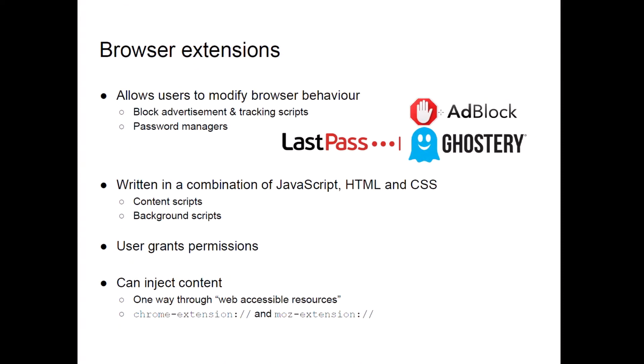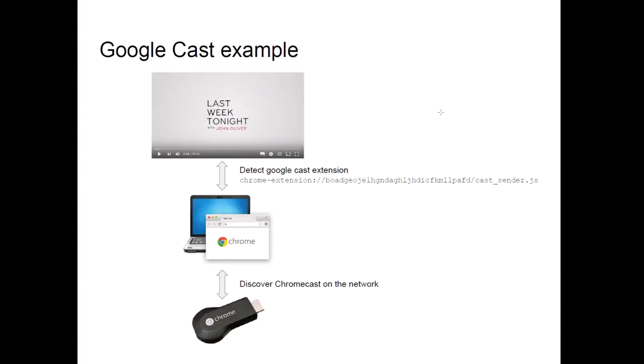Extensions can also inject content into this shared DOM with the web page. One way of doing that is through what's called web accessible resources, which means that you flag certain resources as web accessible, and then they are allowed to be injected. And there are chrome-extension URLs for Chrome and moz-extension URLs for the new Firefox one. So these web accessible resources can be used to help detect extensions. For instance, you can detect the Google Cast extension by querying that URL.